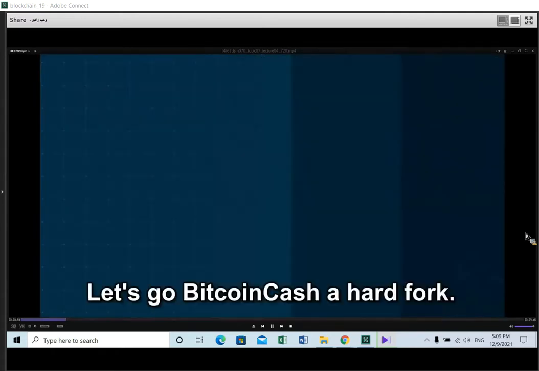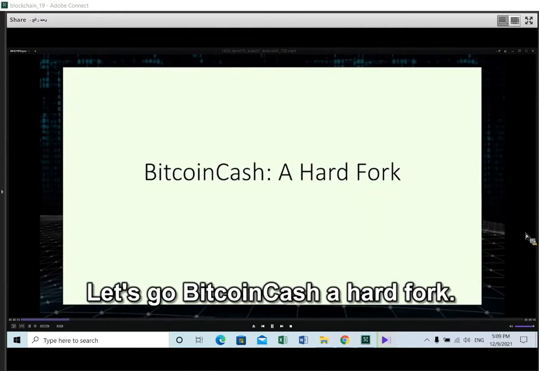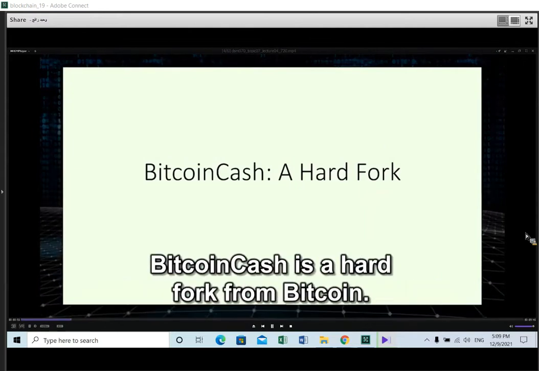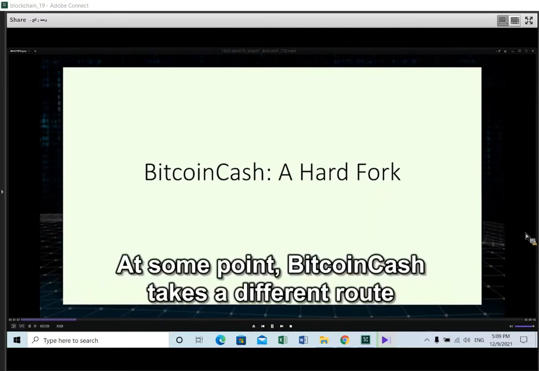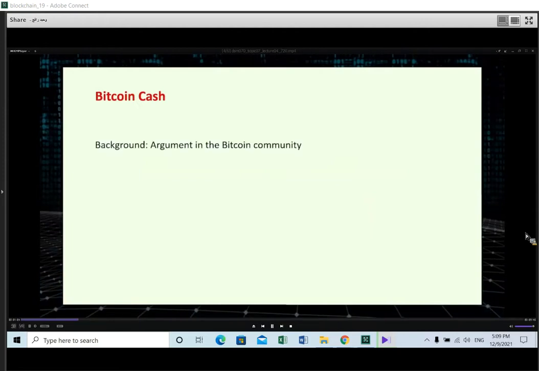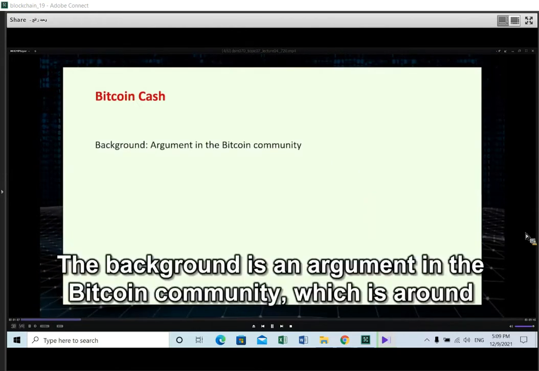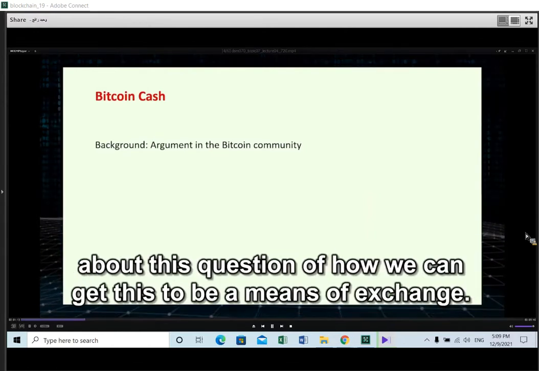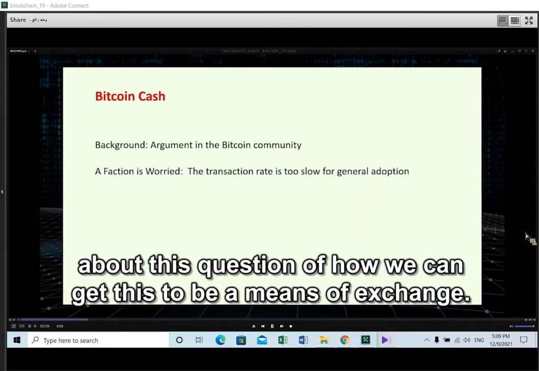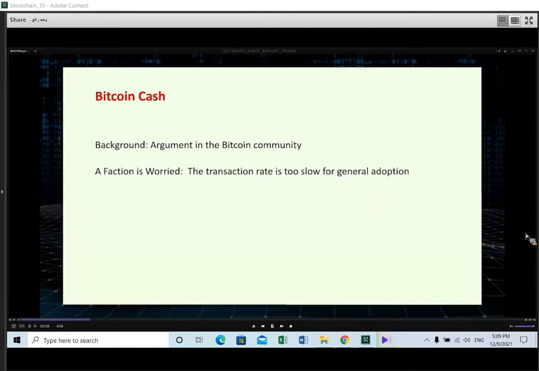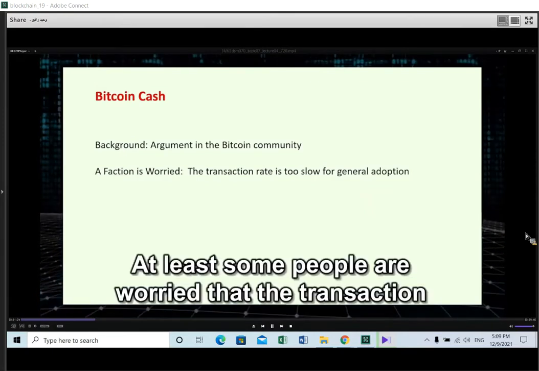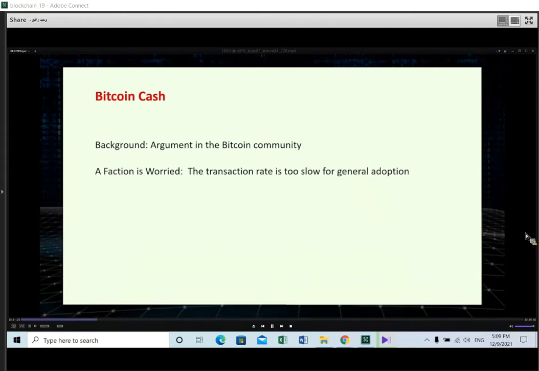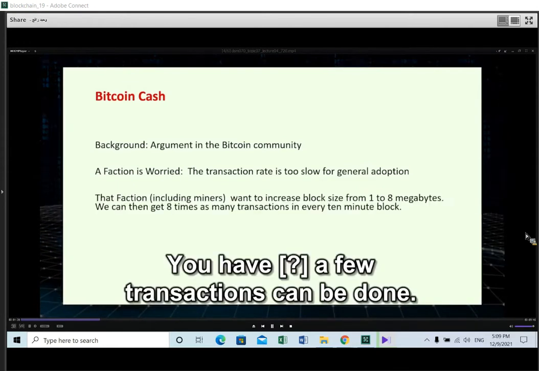So let's go. Bitcoin Cash, a hard fork. So Bitcoin Cash is a hard fork from Bitcoin. Okay, so at some point, Bitcoin Cash takes a different route from the rest of Bitcoin. Right. So the background is an argument in the Bitcoin community around this question of how we can get Bitcoin actually used as a means of exchange. And at least some people are worried that the transaction rate is just too slow, right? Okay, only so few transactions can be done.